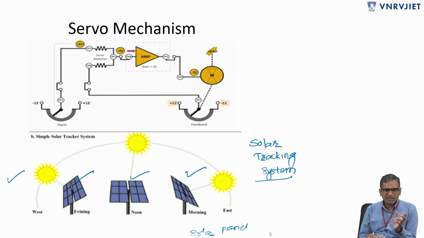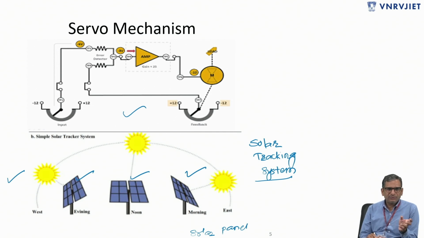So the requirement is to use some control mechanism, so that the controller will always make the solar panel face towards the sun, so that optimum solar energy can be collected. So how can it be done? You can see this control system mechanism. Here the set point is the angular position, and depending on the angular position, the solar panel should always be towards the sun.